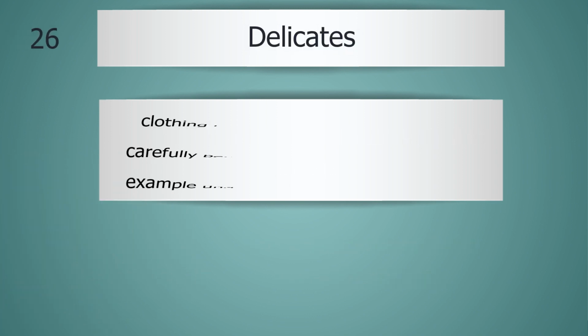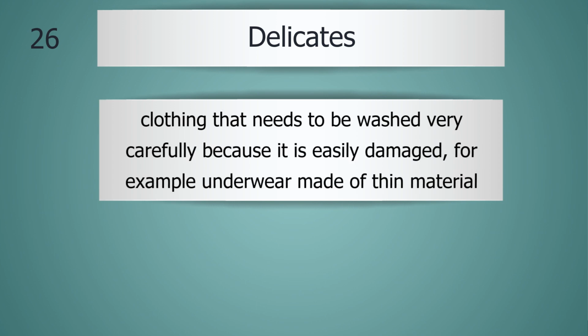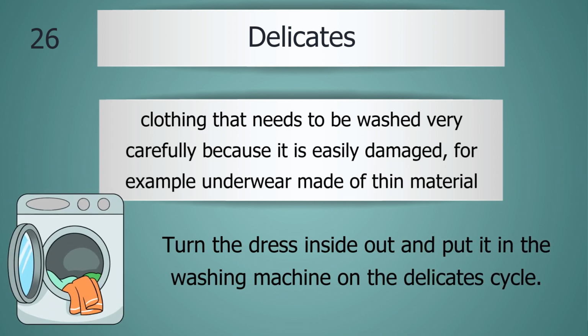Delicates, clothing that needs to be washed very carefully because it is easily damaged. For example, underwear made of thin material. Turn the dress inside out and put it in the washing machine on the delicates cycle.